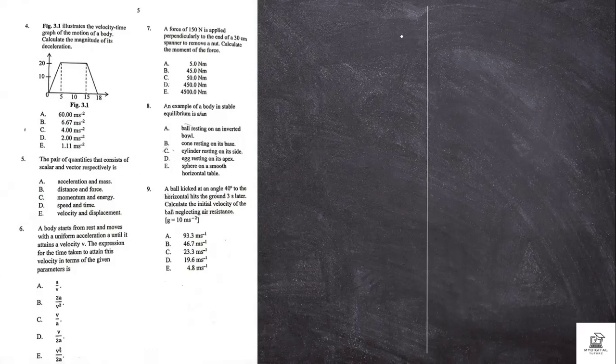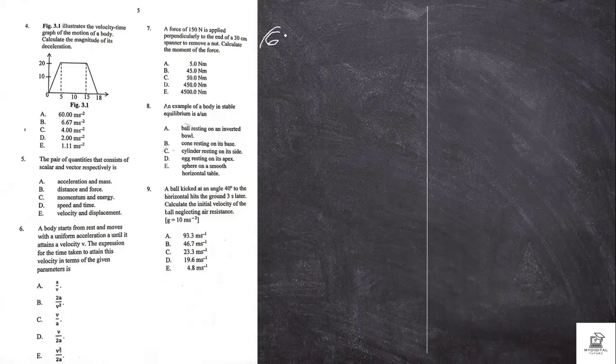Question 6 says, a body starts from rest and moves with a uniform acceleration A until it attains a velocity V. The expression for the time taken to attain this velocity in terms of the given parameters is, so you have option A to be A over V, option B 2A over V squared, option C V all over A, option D V over 2A, and E V squared over 2A. So let's get it done and see the correct option here.